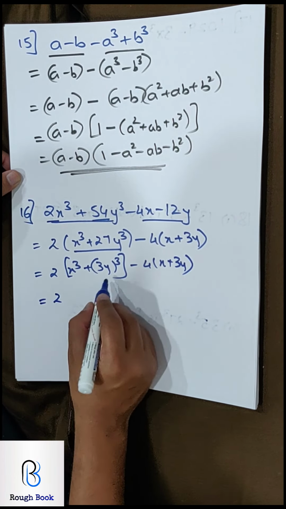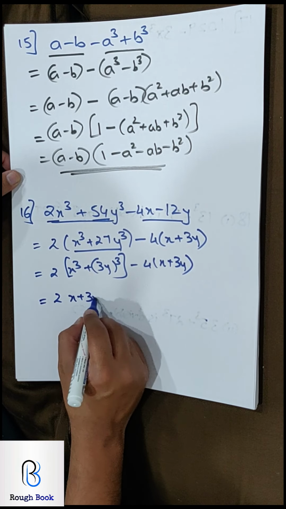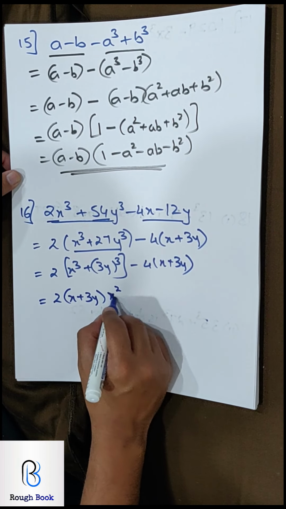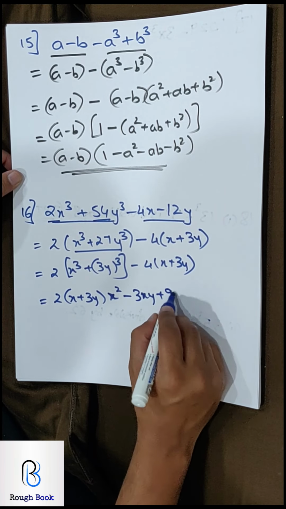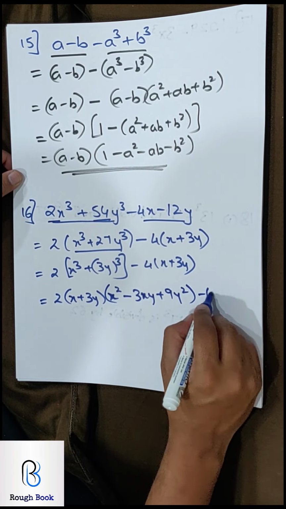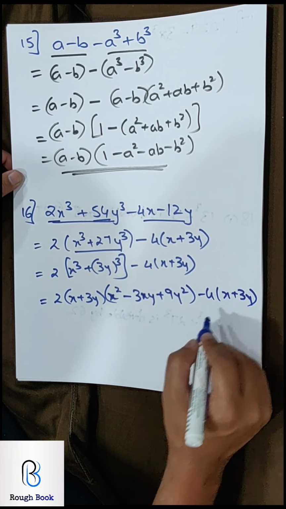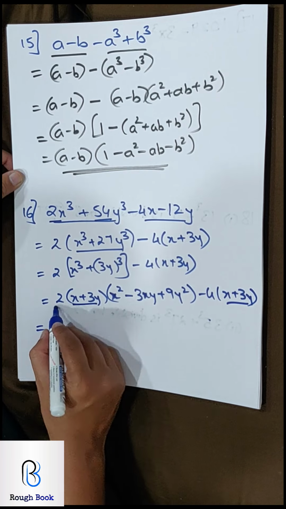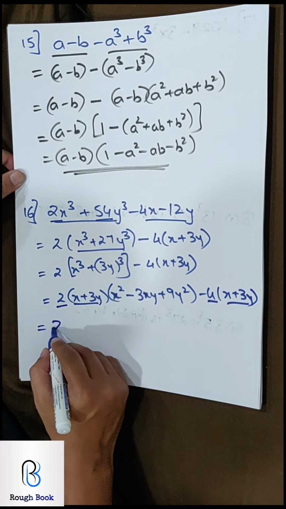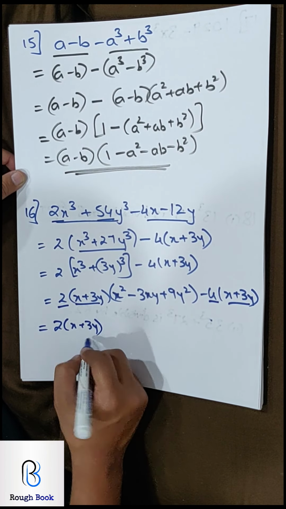Now I shall open this formula. So a plus b, a square minus ab plus b square, minus 4 times x plus 3y. So I will get x plus 3y common. I can even pull out 2 common. So I'll write 2 times x plus 3y.